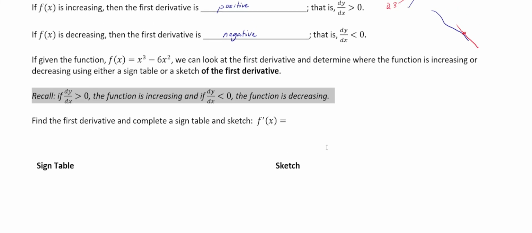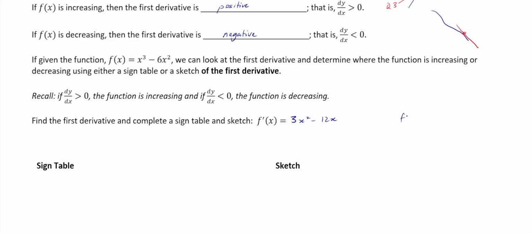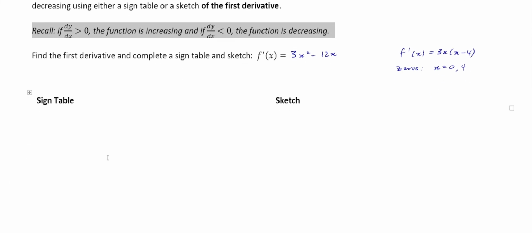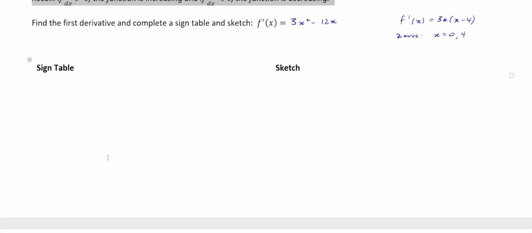So if we look at this function right here, the first derivative should be 3x squared minus 12x. If we wanted to factor that, we would factor that as follows: 3x times (x minus 4). Then now that this is factored, I look at where my zeros are. And I've got x is equal to 0 and x is equal to 4. I can use these zeros to create a sign table.